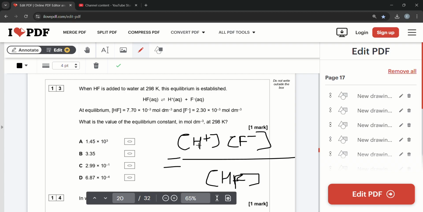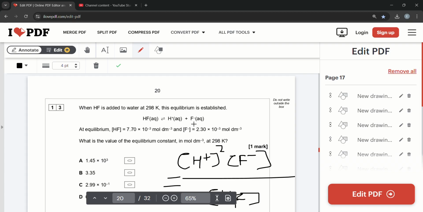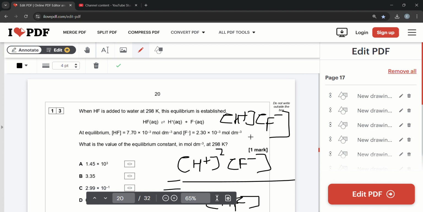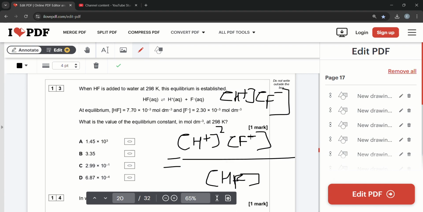Well, all it's going to be is [H+] squared, because this is equilibrium established, so [H+] is equal to [F-]. So all we're going to do, put in our calculator, is (2.0 times 10 to the power minus 3) squared, all over 7.70 times 10 to the power minus 3. That gives 6.87 times 10 to the power minus 4.